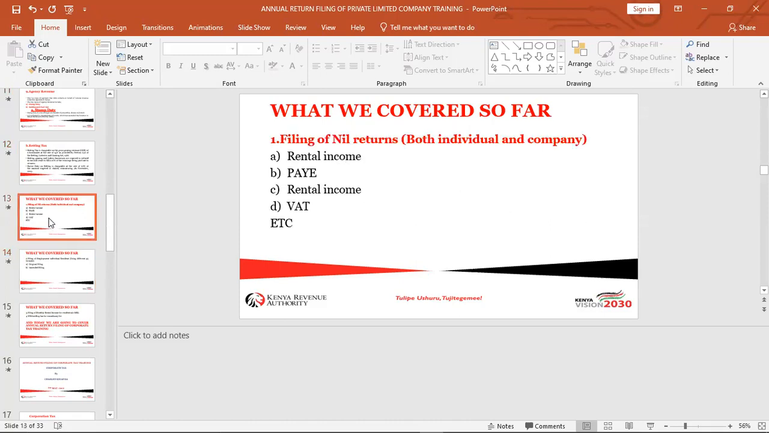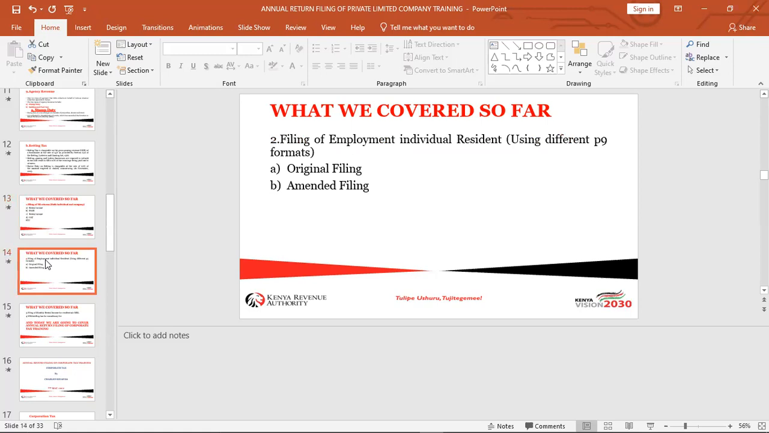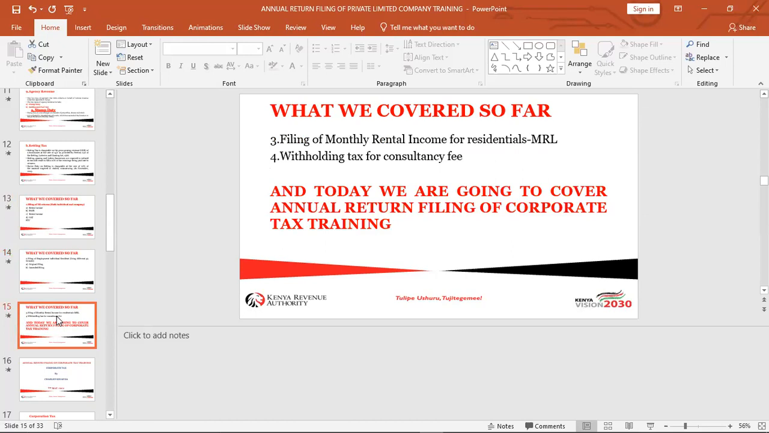Then I think what we have covered so far is filing of nil returns, both individual and company. I can be corrected if we have not covered, especially for those with whom we started the class. We have also covered the filing of employment individual residence, using different P9 formats. We have done the original, and we have also done the amended one. Then we have done the monthly rental income for residentials, and we have also done withholding tax for consultants' fee. Today we are going to cover the annual return filing of corporate tax training. Mpaka hapo tuko pamoja?